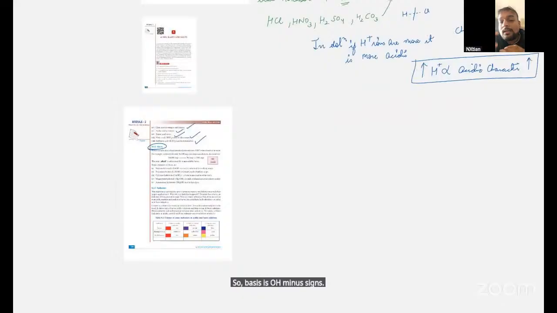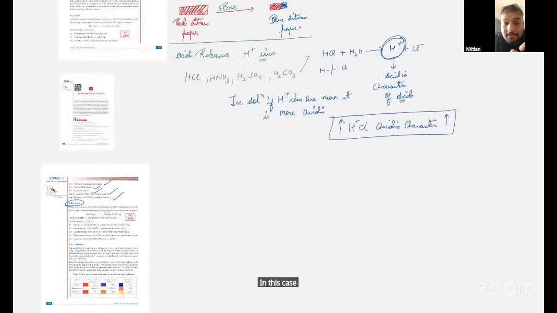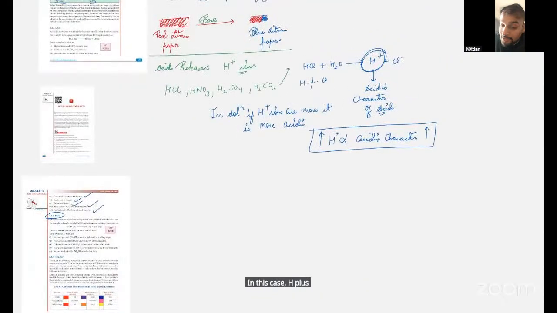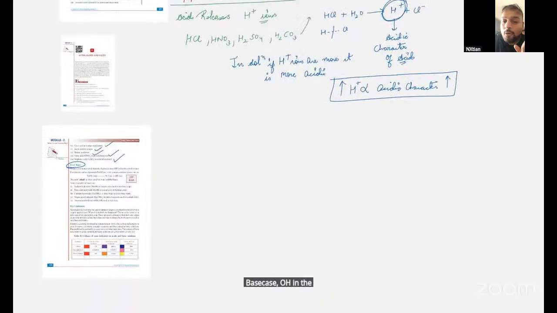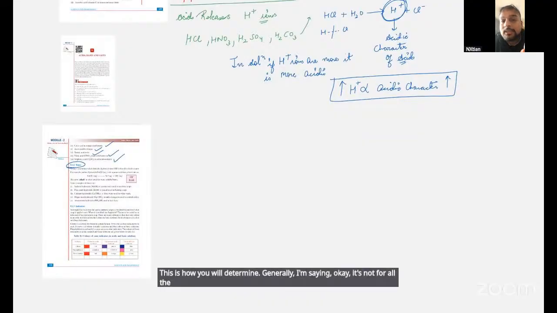Any compound that has OH in the last, in this case, H plus in the first for acids, and for bases OH in the last. Wherever OH is written in the last is called a base. Simple as that. This is how you will determine. Generally, I'm saying, it's not for all the compounds.